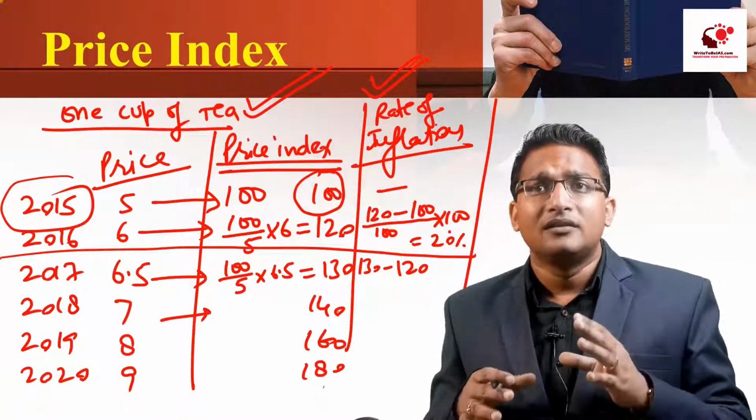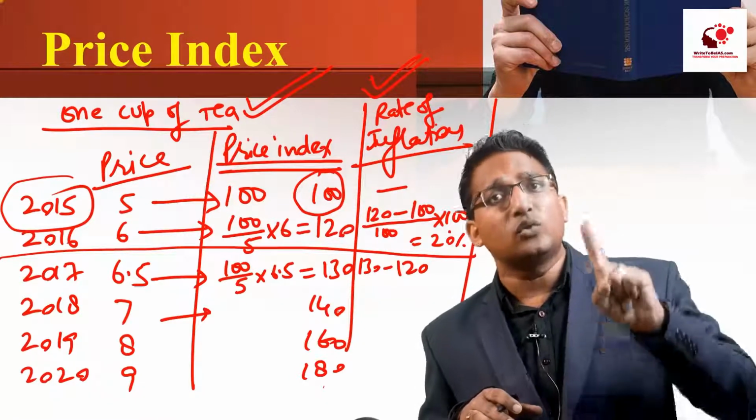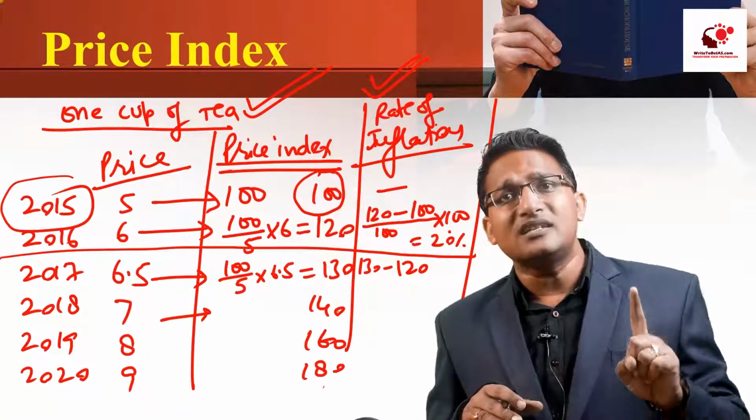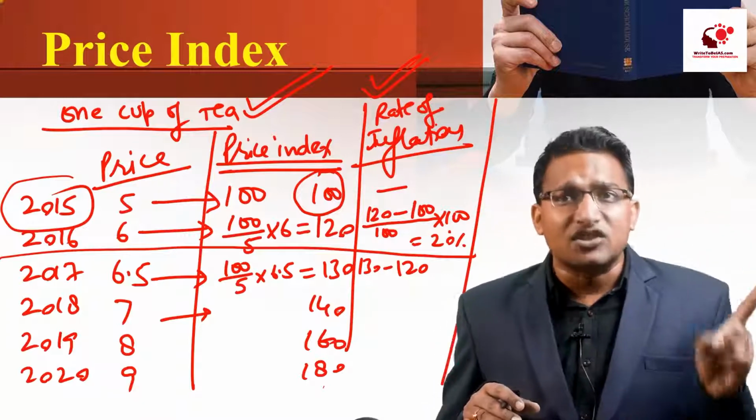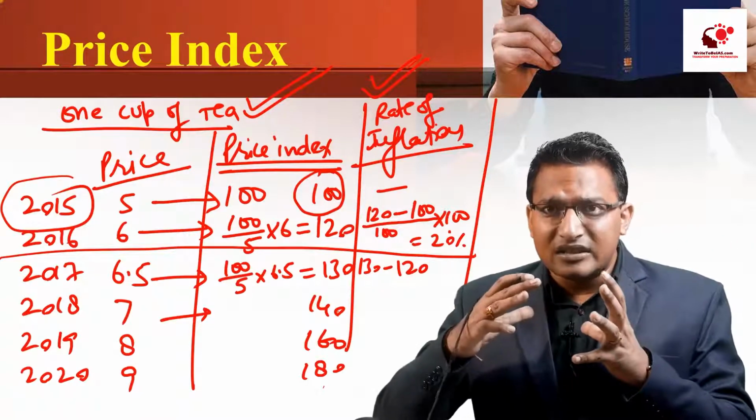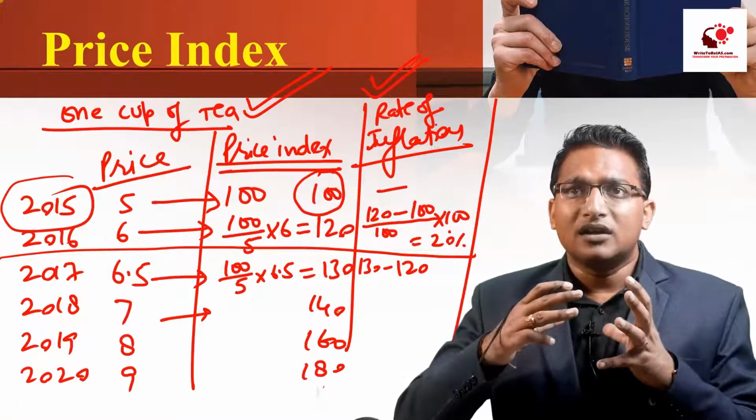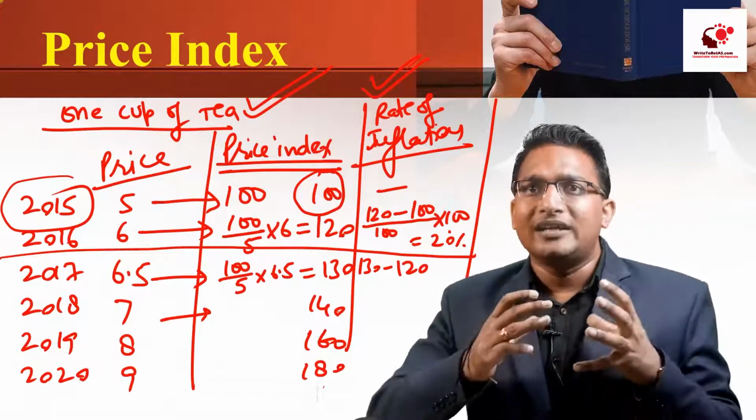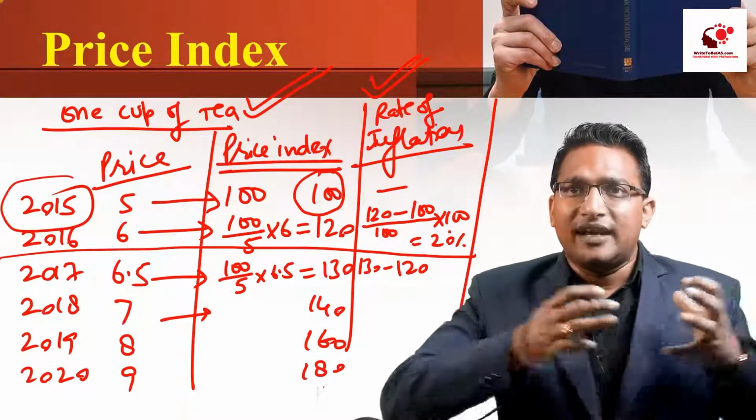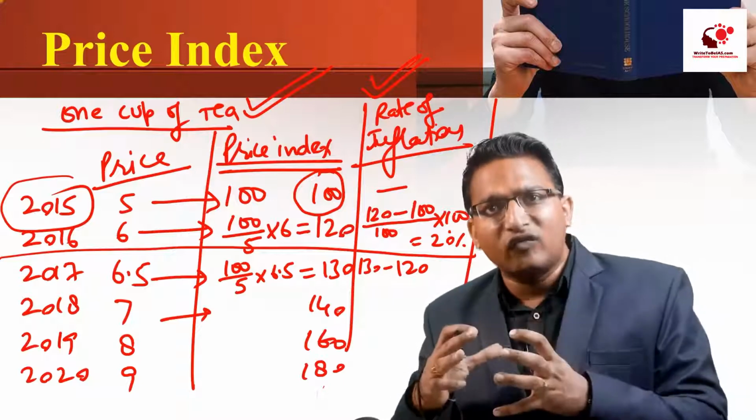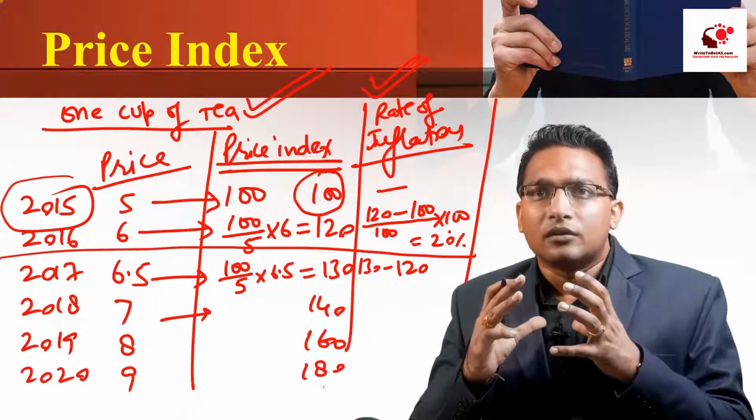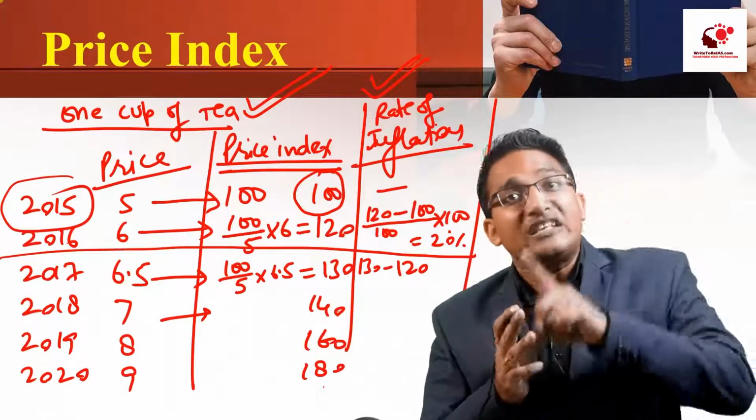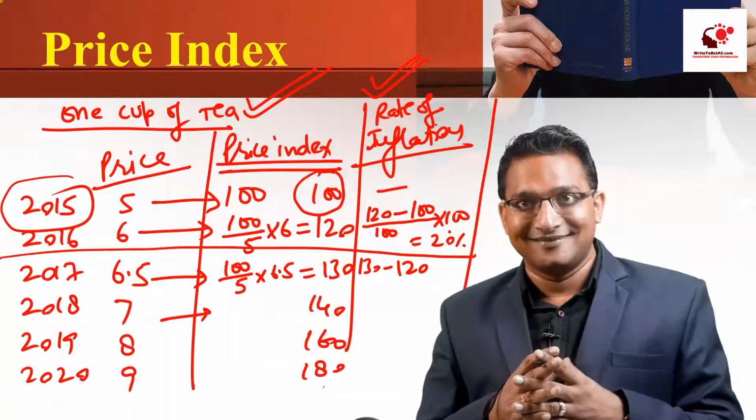We are not saying how much is the increase in price compared to 2015, the base year. We are seeing how much is the price increase compared to the last year, that is 2016. So we are actually checking out the increase in price since last year. We are not checking out the increase in price since the base year. That is why in case of rate of inflation calculation, the figure of previous year price index is taken, the figure of base year price index is not taken.